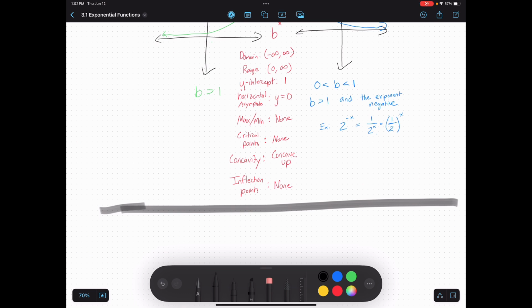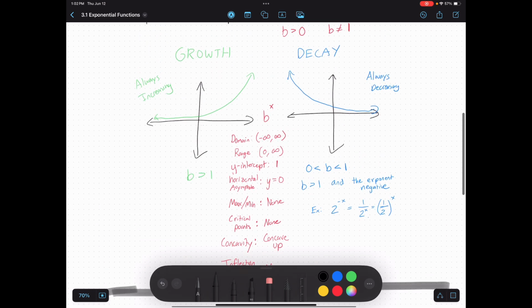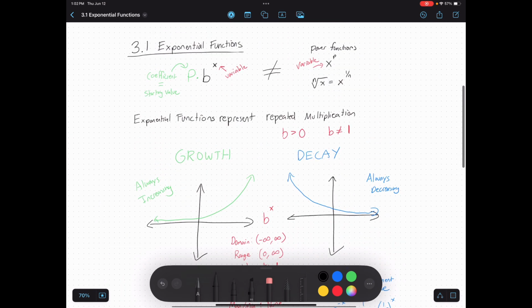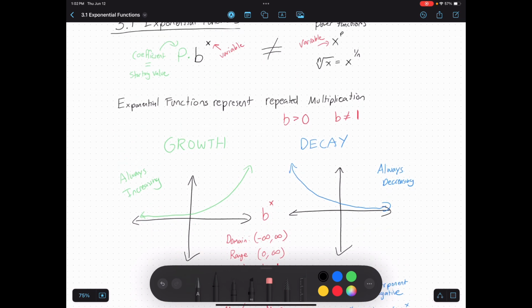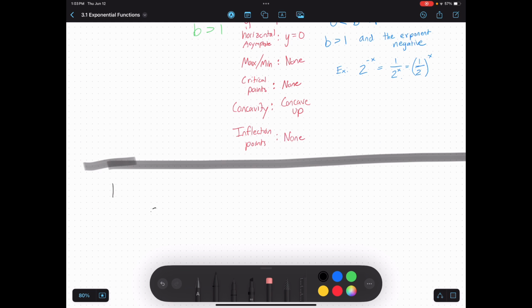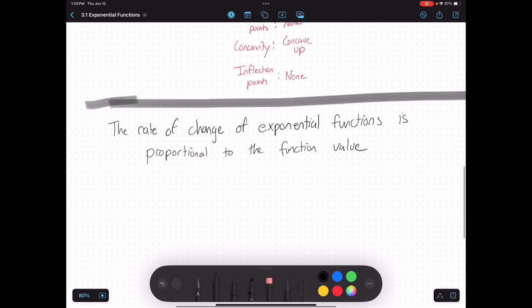Okay, but speaking of critical points and concavity, let's talk about derivatives. Hopefully up to this point, a lot of this was maybe a review. If you've already learned about exponential functions, then a lot of this is going to sound pretty similar. But let's now relate this to derivatives. Well, another important property that all exponential functions have is that the rate of change of exponential functions is proportional to the function value. What does that mean?